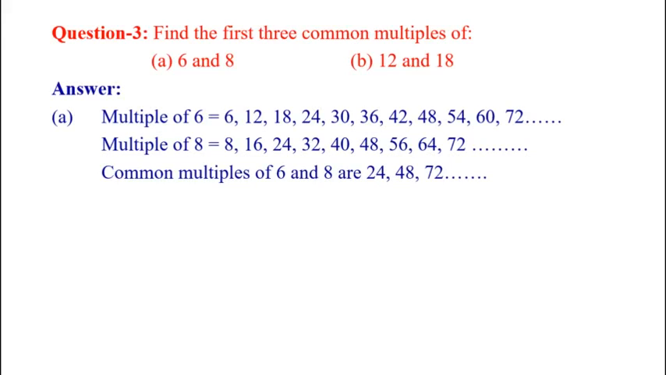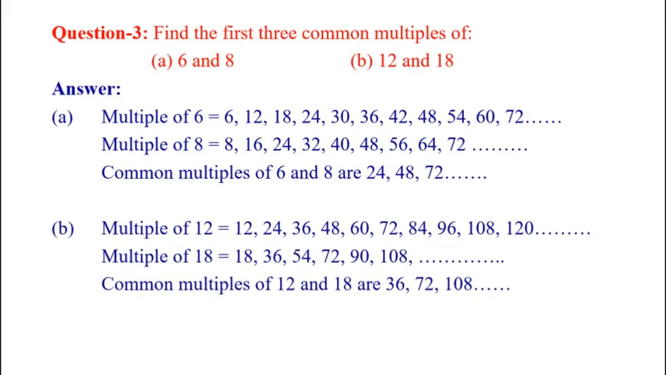So, here we have to write the first 3 common multiples of 6 and 8. They are 24, 48, 72 and so on. We can write the next common multiples also.